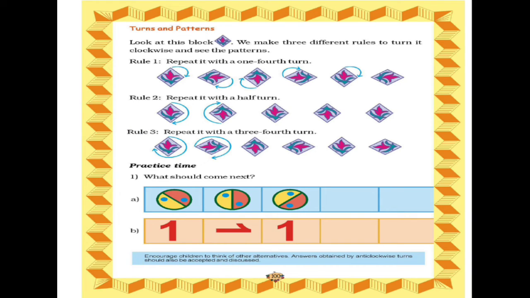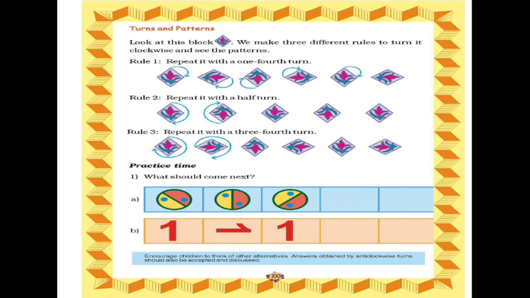Now practice time. So let's see what is given. What should come next? Now carefully observe this picture. You can see this pattern, right? First is this way, then second is this way, and third is this way. So in the fourth box, what will you draw?